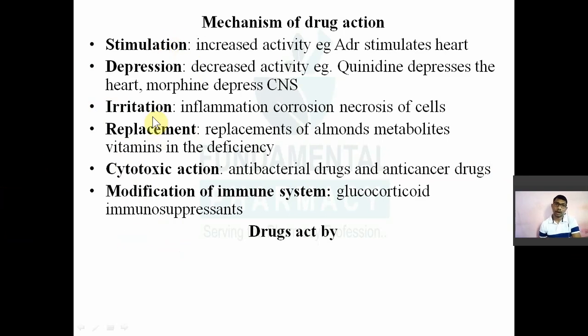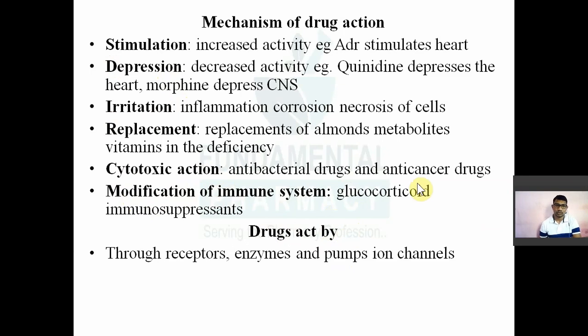Now how is this stimulation done, how is depression done, how is replacement or cytotoxic action done, or how is modification of immune system done? So a drug can act as a stimulant, depressant, or cytotoxic, but how? By acting on various kinds of receptors, on various kinds of enzymes, on various signaling mechanisms. So what are those? They act through receptors or enzymes or pumps or ion channels.